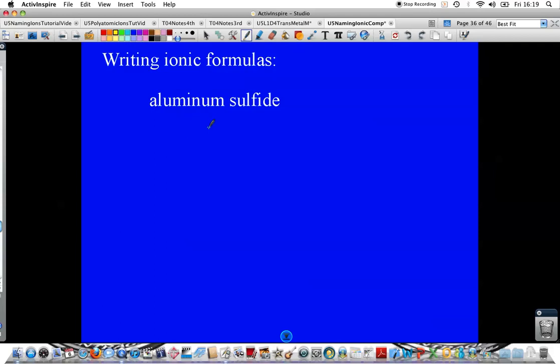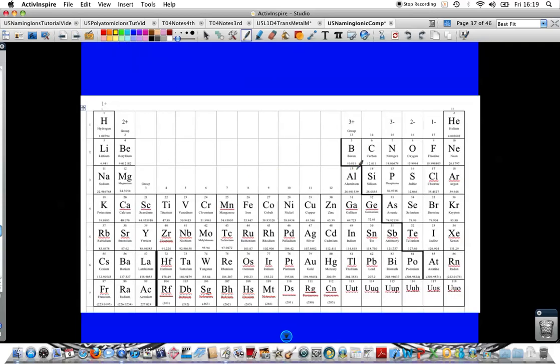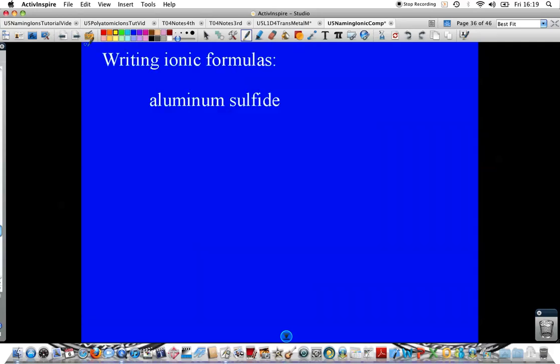Let's try one that's a little more difficult, aluminum sulfide. So aluminum is in group 13. It has a +3 charge. Sulfide is in group 16. It has a -2 charge. So aluminum +3, sulfur -2. Notice I have a total of +3 positive charge and a total of -2 negative charge. I don't have enough negative charge, so I need another sulfide.